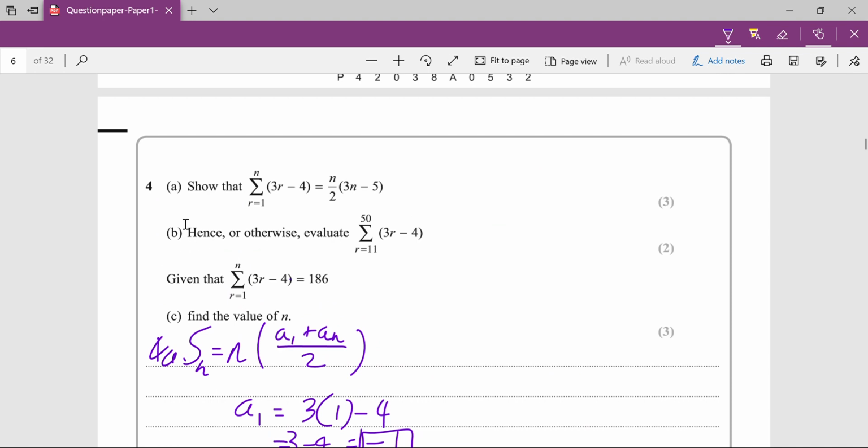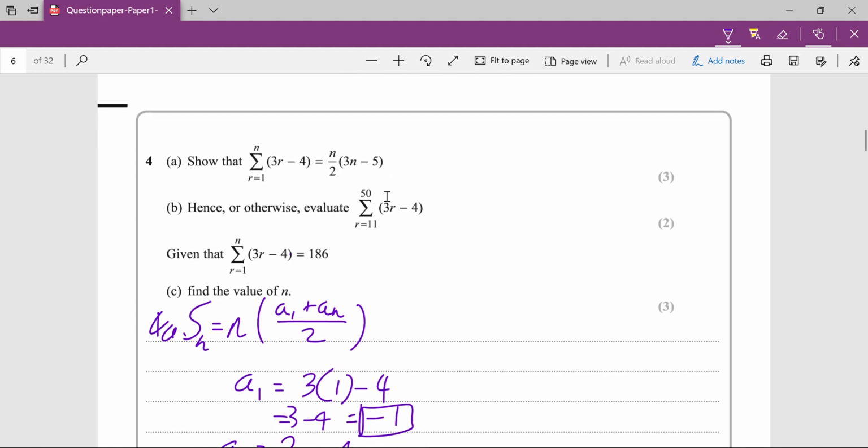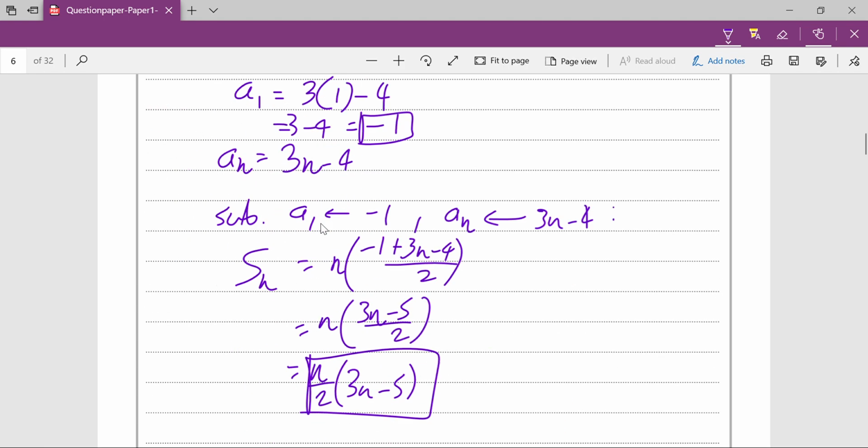Okay, so it says, hence or otherwise evaluate the sum from the 11th to 50th term of 3r minus 4. If it says something like hence or otherwise, you're allowed to do either, building on the work you've already done or a completely new method. Actually what I think I'm going to do is just do a completely new method using the sum to n terms that I have detailed here.